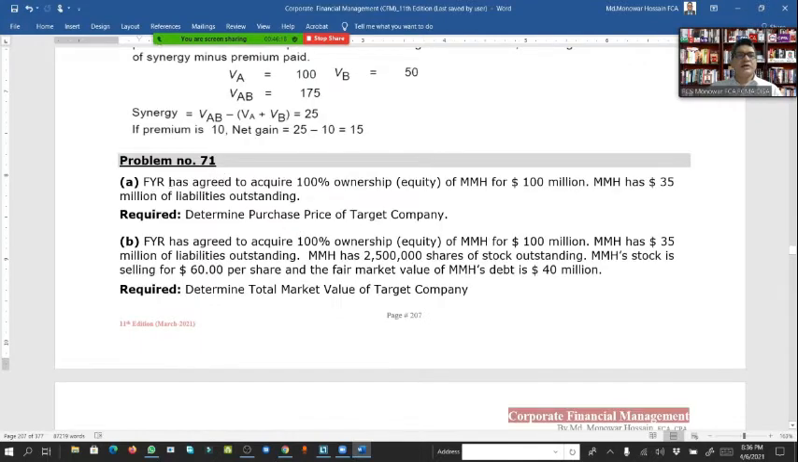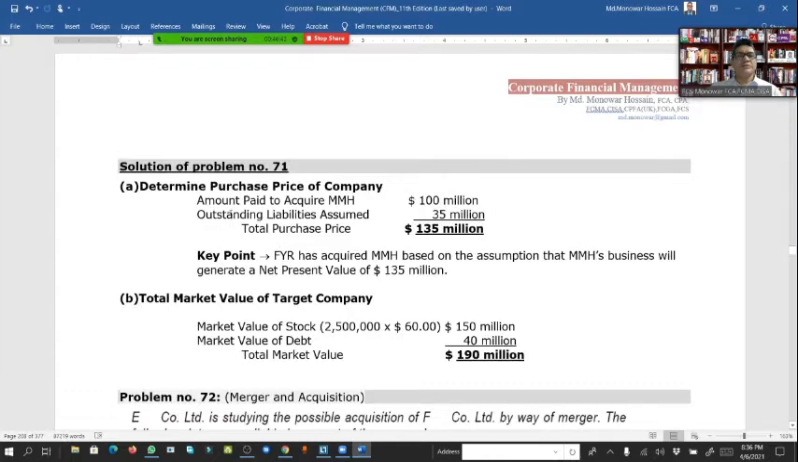Look here. A company has agreed to acquire 100% ownership equity of a web company for 100 million. The company has 35 million of liability outstanding. Determine the purchase price of the target company. Very simple. Amount paid to acquire the company is 100 million. Outstanding liability 35. So the total purchase price would be 135. So 100 million has to be paid, and also 35 million is the liability. So the liability should be paid by the acquirer. So the total purchase price would be 135 million.